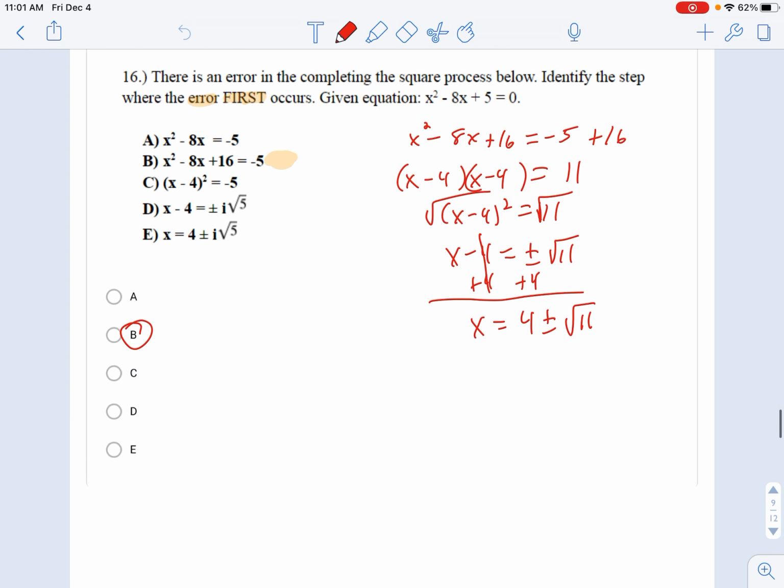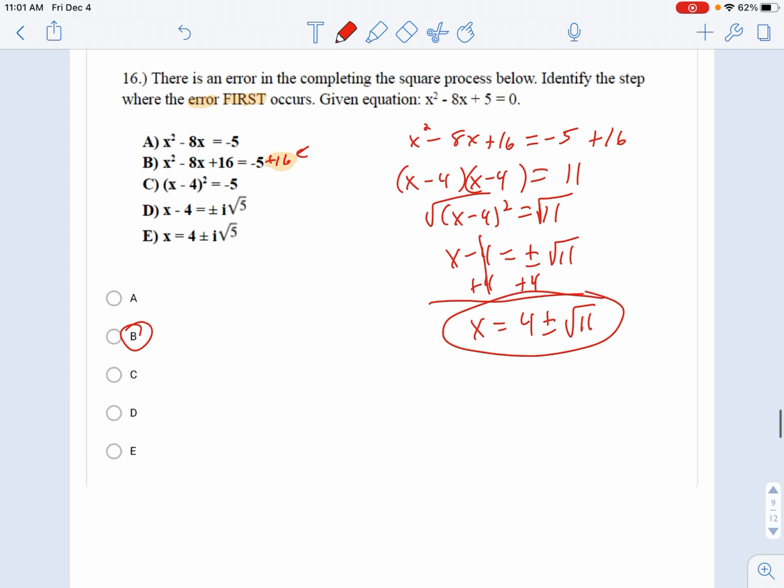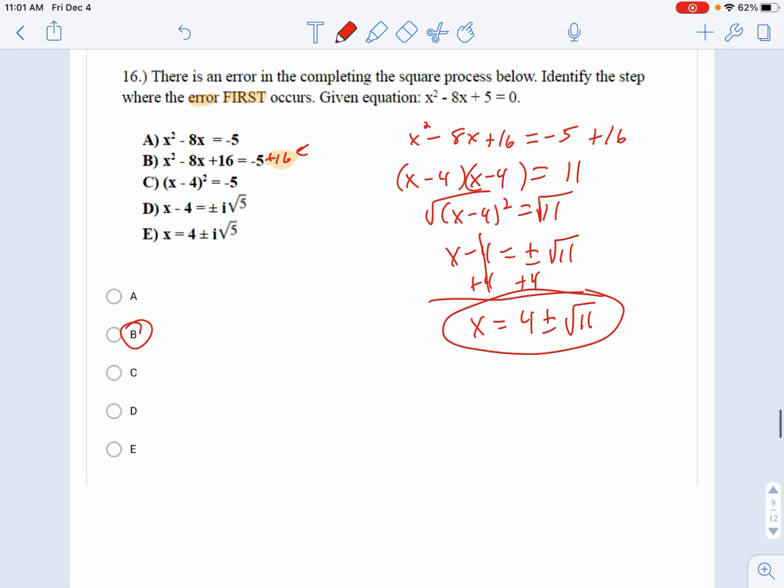There it is. So this would be the final answer if you were to work it all the way out. But again, the mistake happened right here. Forgot to add 16 to both sides. That's why it's B. Does that mean that when you take the test, the error is going to be in answer B? It's going to be the exact same error? No, not necessarily. It could be, but it could also be that some other mistake was made somewhere. Add two numbers incorrectly, do a wrong square root, anything like that.